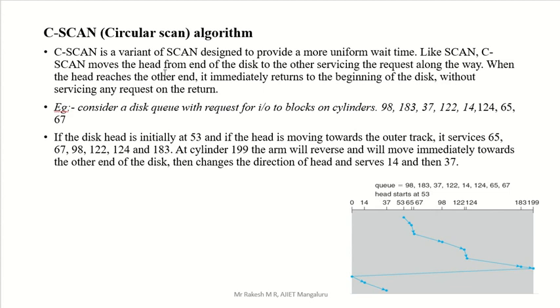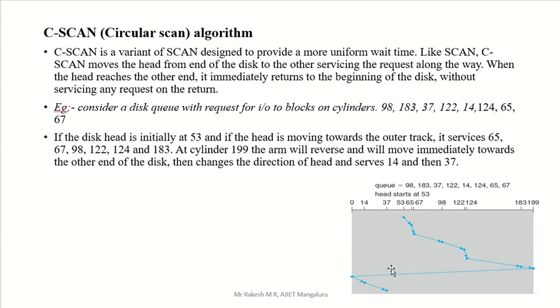C-scan moves the head from one end of the disk to the other, servicing requests along the way. When the head reaches the other end, it immediately returns to the beginning of the disk. So this is the algorithm used in C-scan. When you reach 199, you suddenly reverse and directly come to 0. In between, no need to serve anything.